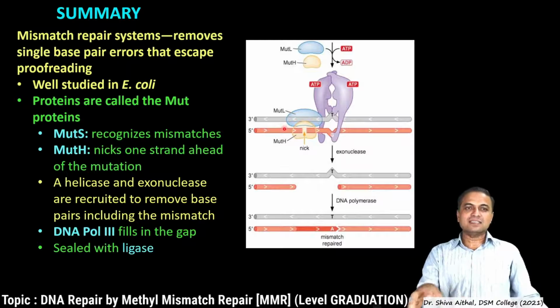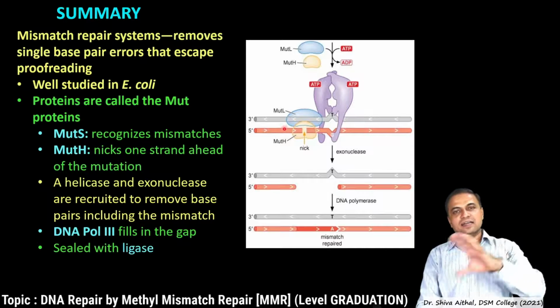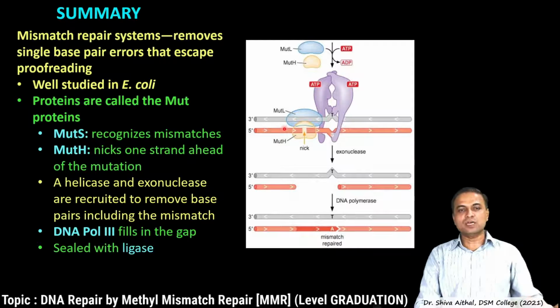So MutS recognizes the mismatches, and MutH nicks one of the strands ahead of the mutation. A helicase and an exonuclease are recruited to remove the base pairs including the mismatch. DNA polymerase 3 will fill the gap, and ligase will seal the gap.